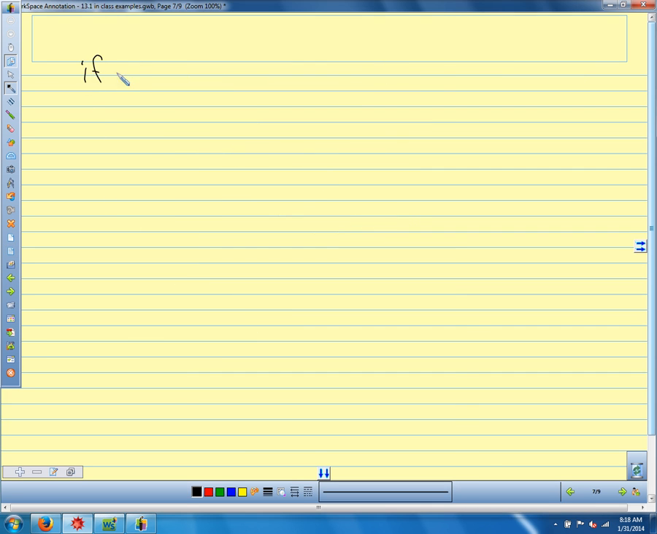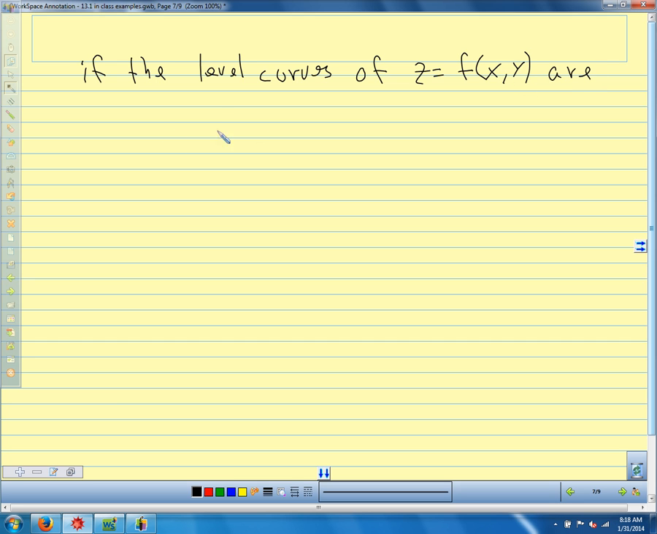If the level curves of z equals f of x y are circles, then the graph is a hemisphere. So if we have level curves that are circles, does our graph have to look like half of a globe? False. And why would that be false?